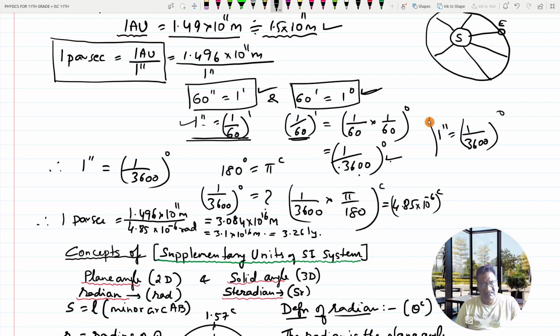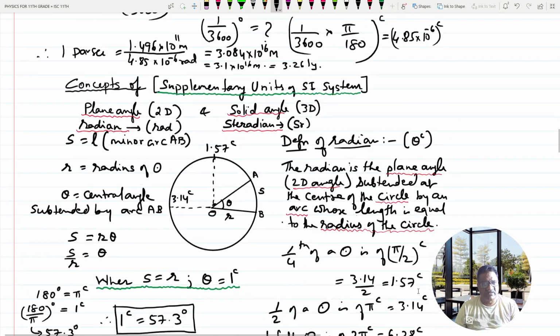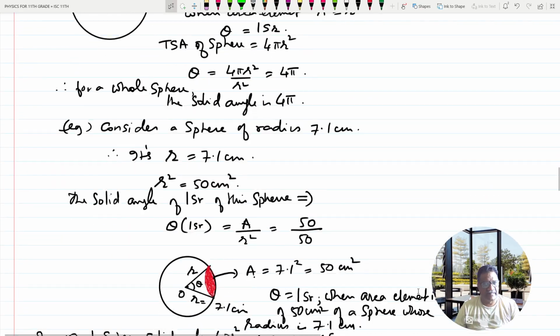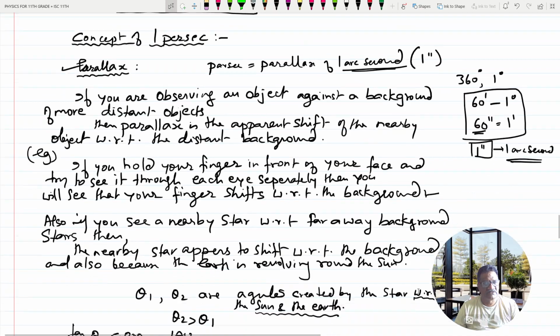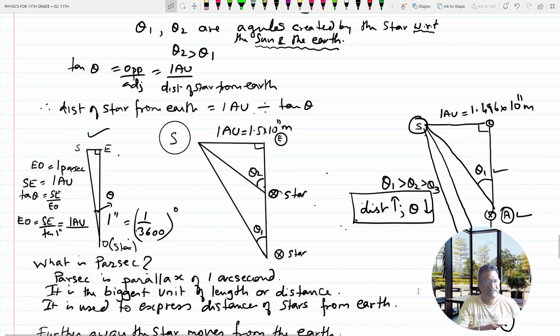Now this is what I have done here. So let us go back. 1 second is equal to 1 upon 3600 degree. Here 1 second is equal to 1 upon 3600 degree. That has been written over here.